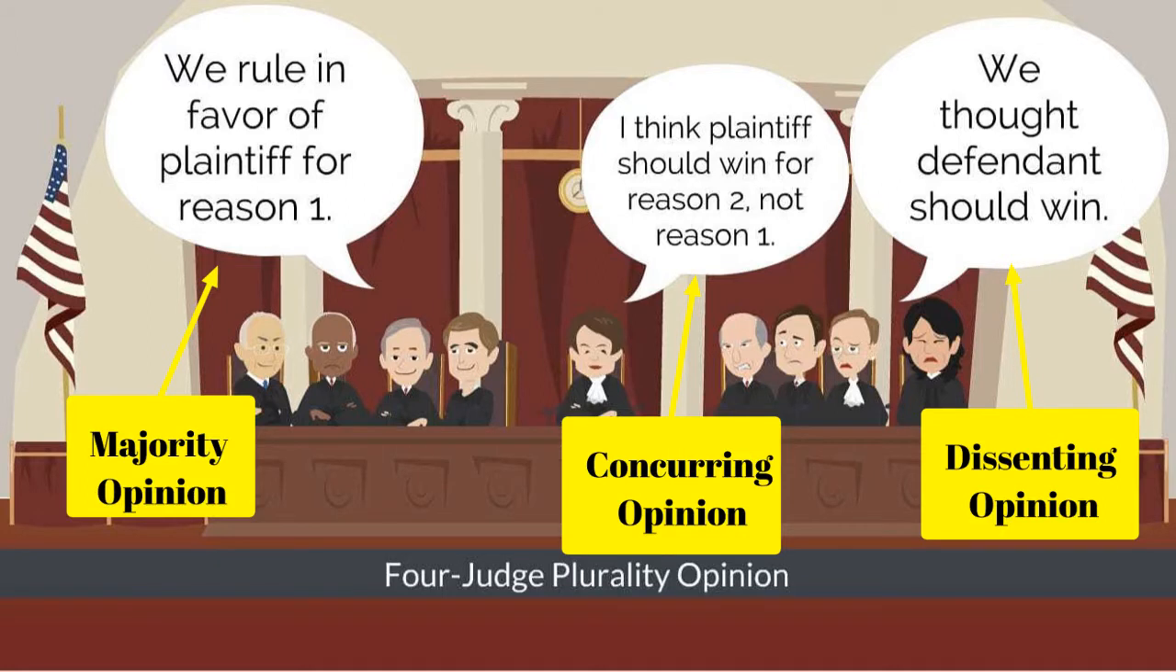Then there's a concurring opinion. And a concurring opinion means you agree with the final decision, but you had different reasoning as to why you arrived at that conclusion. So after the court makes a ruling, they then have to rely on the executive branch to actually enforce the ruling. And the executive branch doesn't always do that.